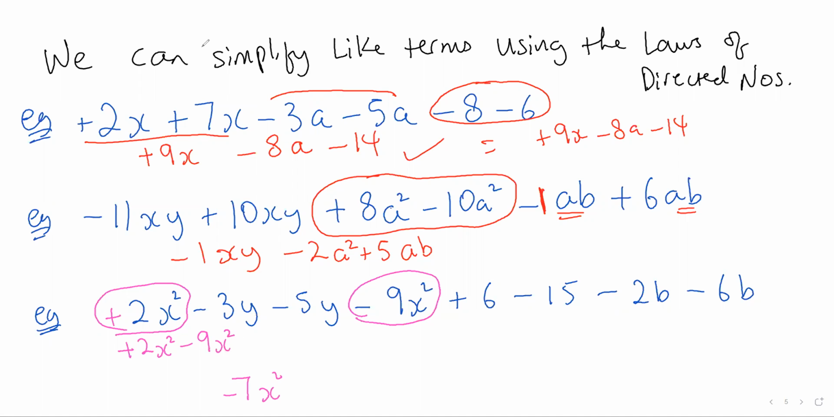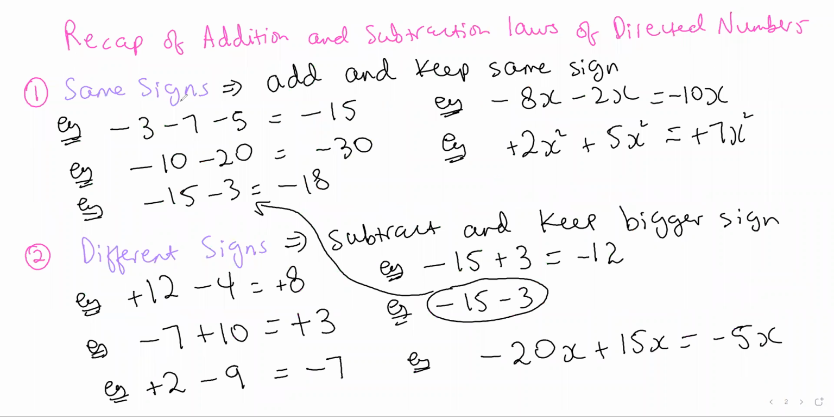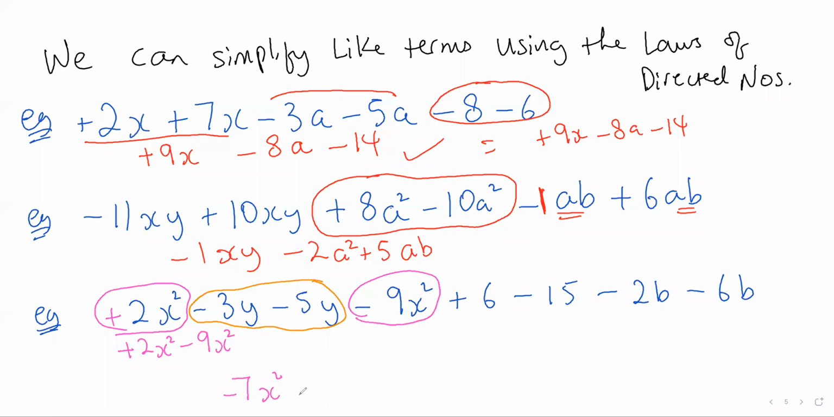Now we're going to look for more like terms. We have y's over here, right? Same signs now. Why same signs? Because a negative here, negative here. Same signs, we're going to add the numbers and keep the same sign. So this is minus 8y. Minus 8y, right?